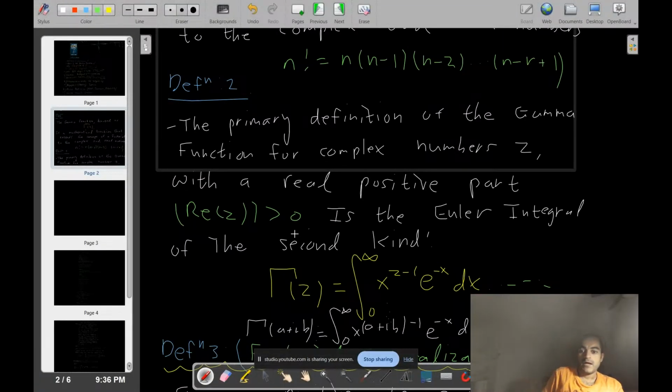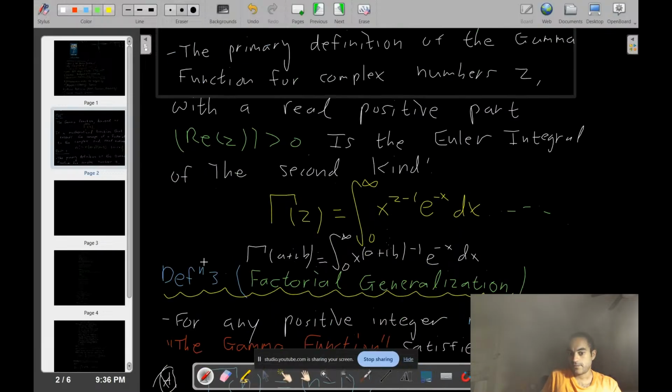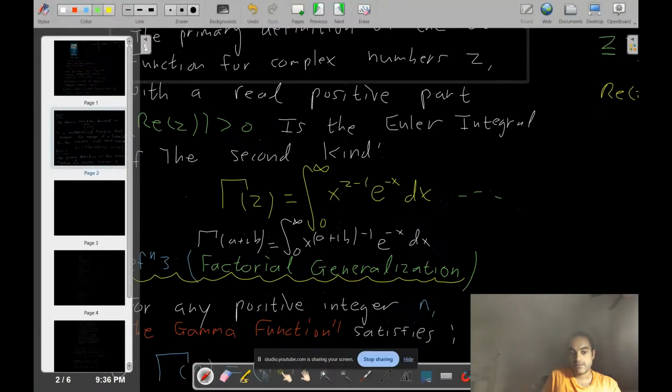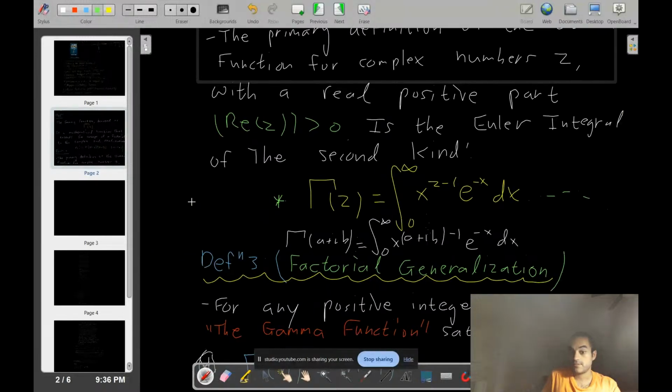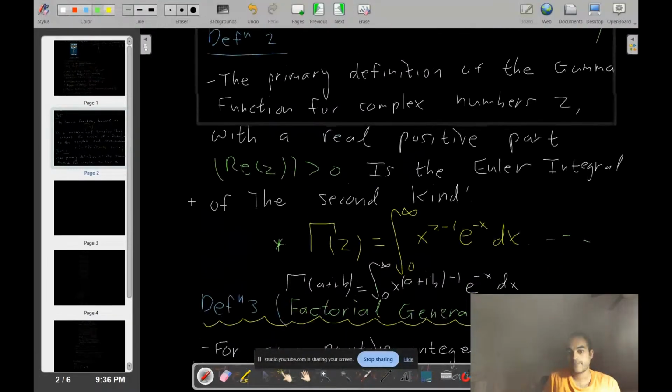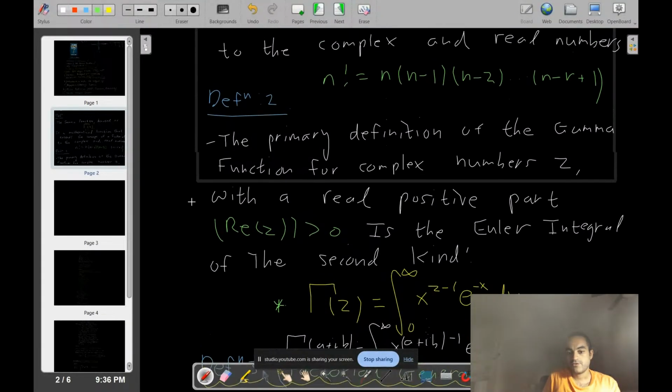All right, and it's an Euler type of integral of the second kind. What I mean by that is what I'm highlighting over here, putting a green asterisk: gamma of z is equal to the integral from 0 to infinity of x to the z minus 1 e to the negative x dx, where z is a complex number. So this Euler type of integral applies to complex numbers and also real or rational values as well. So that's definition 2.